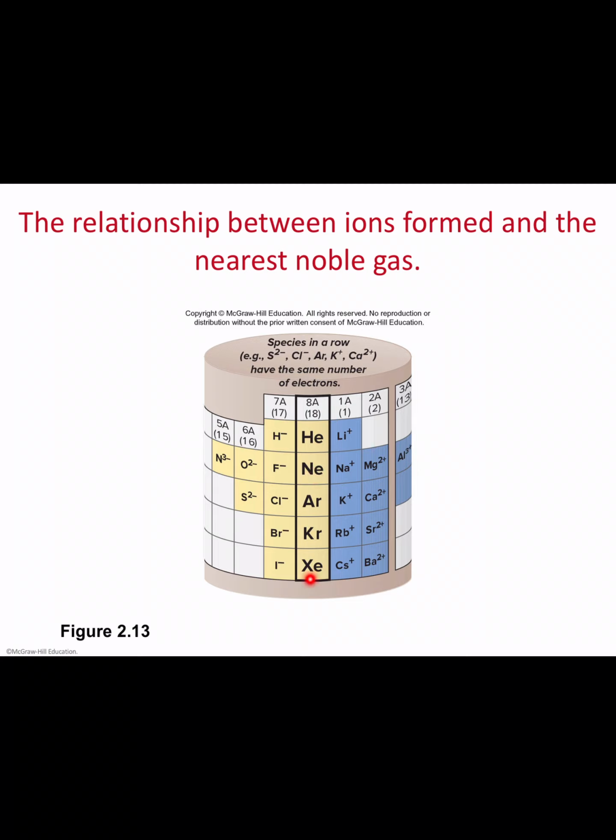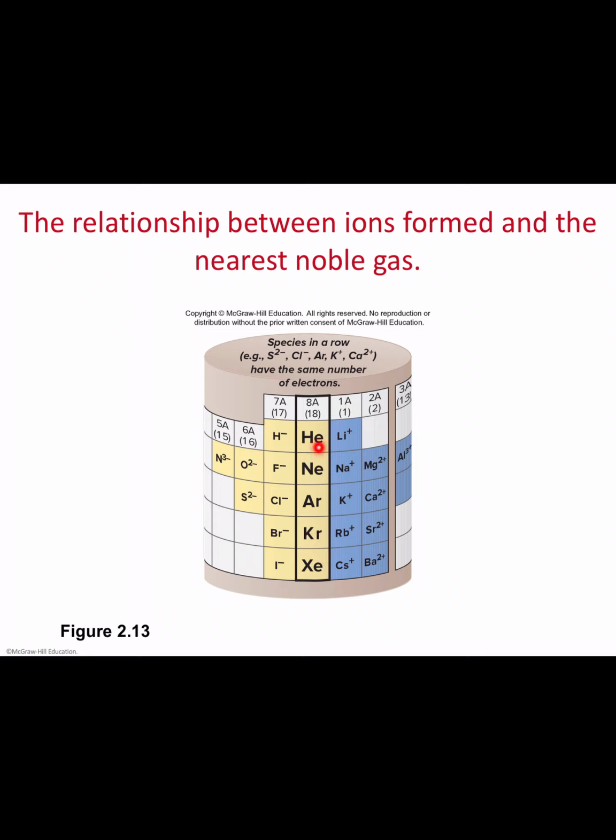Now you have to refer to the periodic table again. So these are the noble gases. Now helium has 2 electrons, neon has 10 electrons, argon has 18, krypton 36, and xenon 54. Okay, so when the atoms lose or gain, they want to resemble the noble gas configuration.